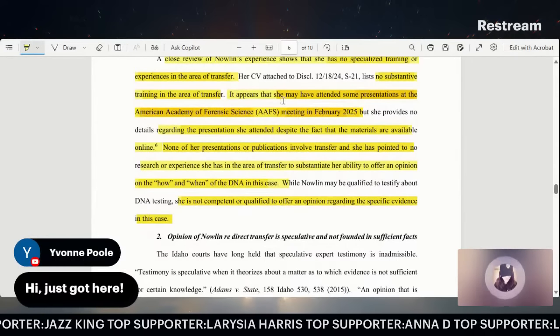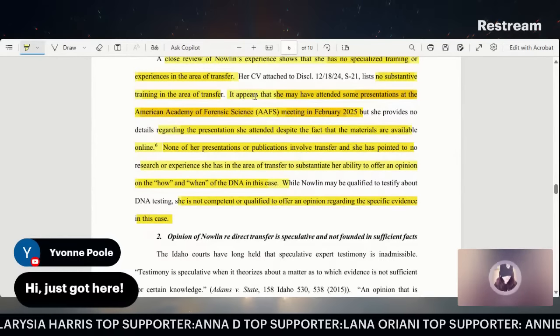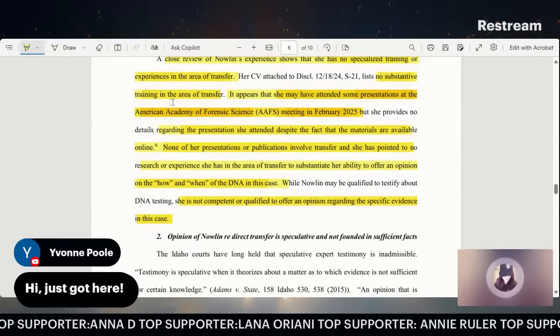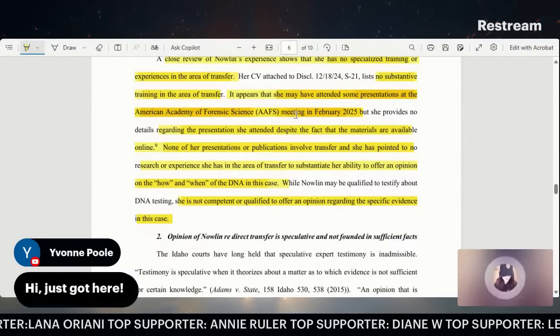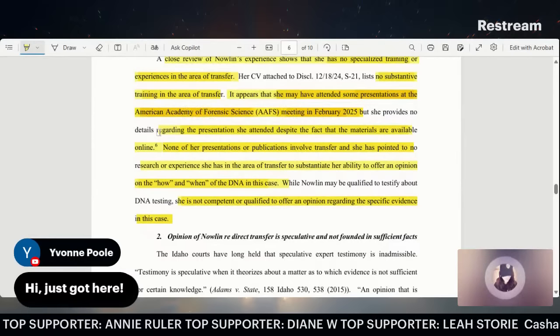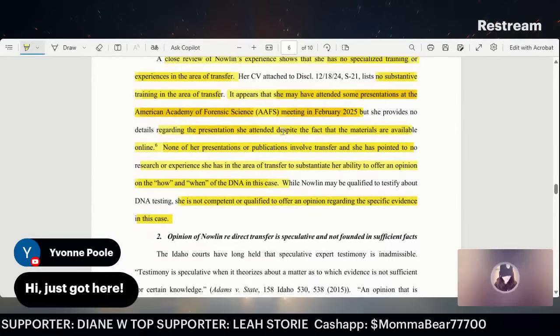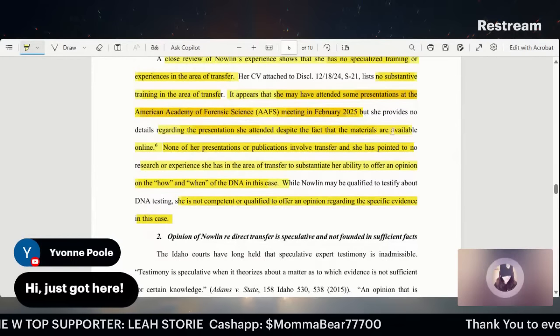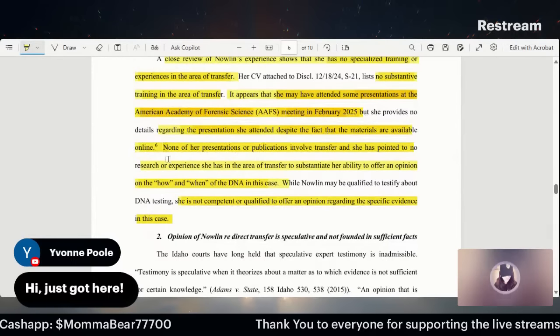Let's read that again. It appears that she may have attended some presentations at the American Academy of Forensic Science meeting in February 2025, but she provides no details regarding the presentation she attended, despite the fact that the materials were available online.